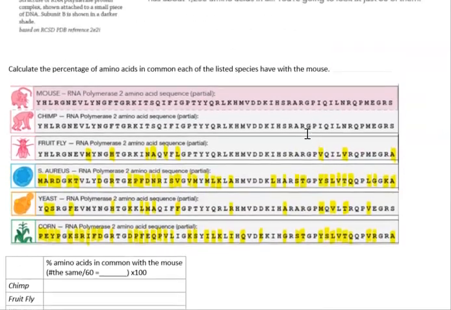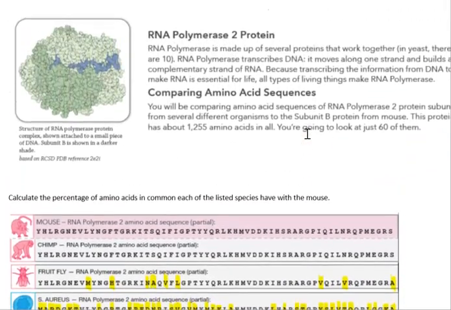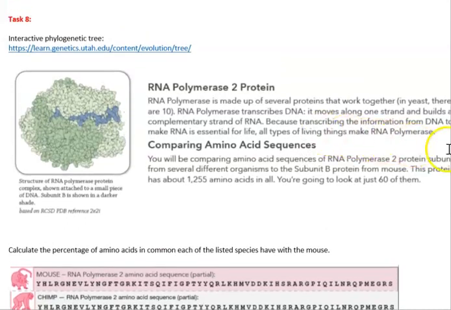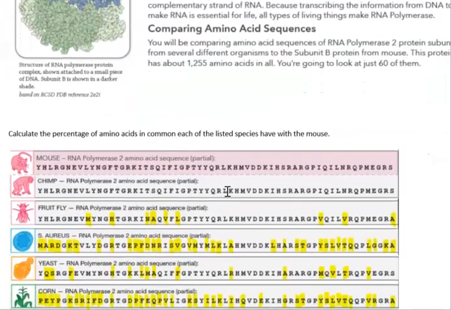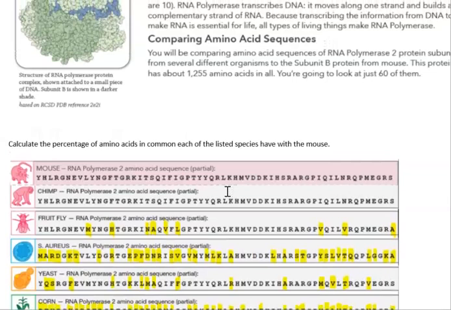Right, just going to make a quick video to help understand task 8. In this task, we're looking at a form of molecular homology. So we're looking at a comparison between 6 species to see how alike they are.